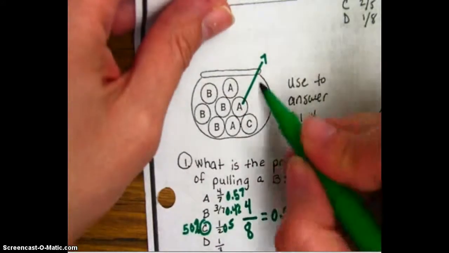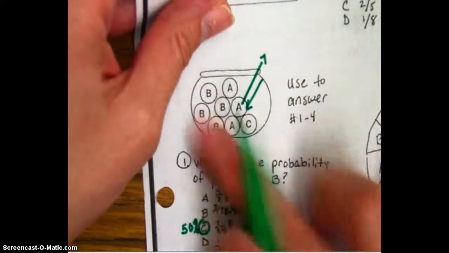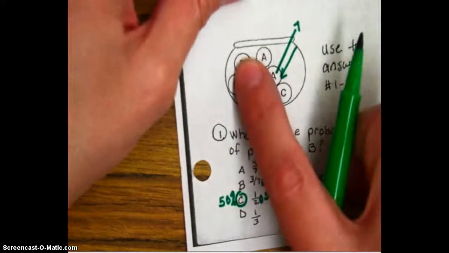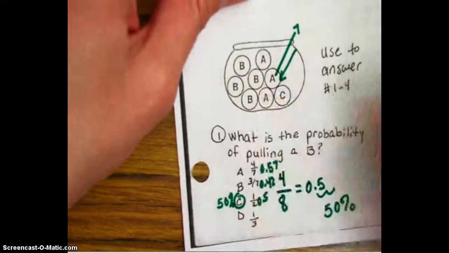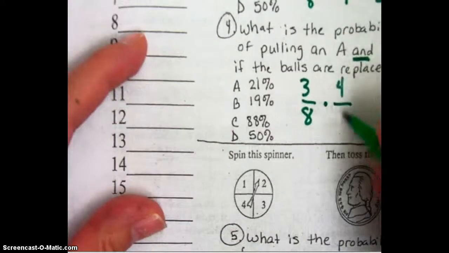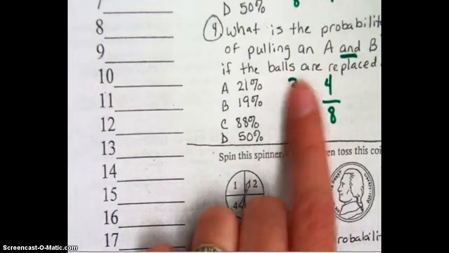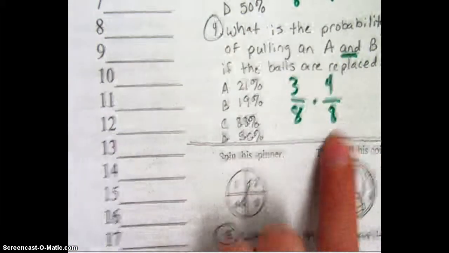Now we're going to pull this A out, but then we're going to put it back. So we end up having the choices the exact same the second time. Then to pull a B, you have a 1, 2, 3, 4 in 8 chance there. So you have a 4 in 8 chance of pulling a B, because this is an independent problem in that it doesn't change. You had 8 the first time, you had 8 the second time.